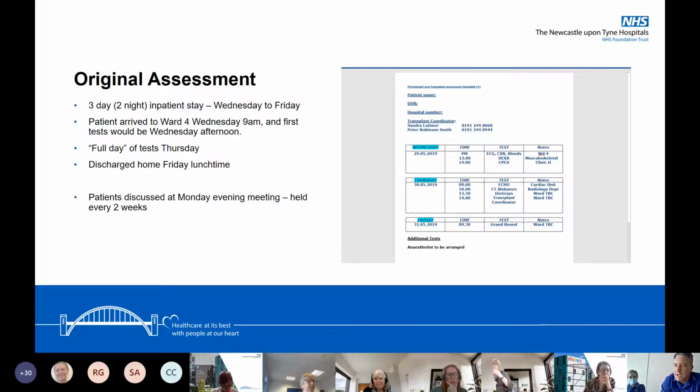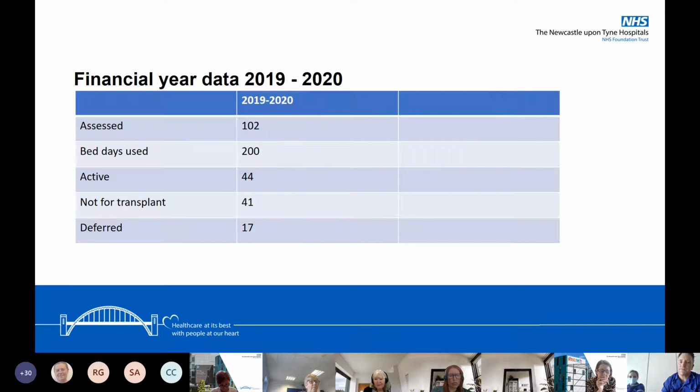And this is why I talk about smartening up, because this was a very ad hoc system. So at some point on a Wednesday morning, the patients would arrive and the first test would be in the afternoon. And then they had a full day of tests on a Thursday, and then they went home on Friday lunchtime. And then we had an MDT every 2 weeks on a Monday evening to discuss the outcome of the assessment.